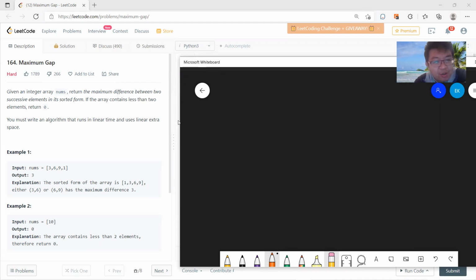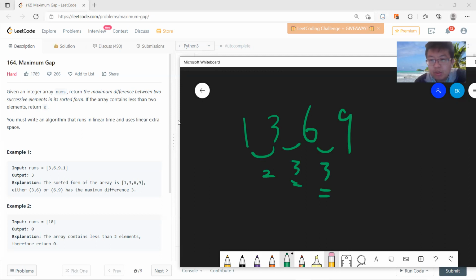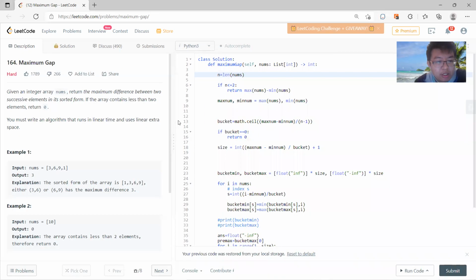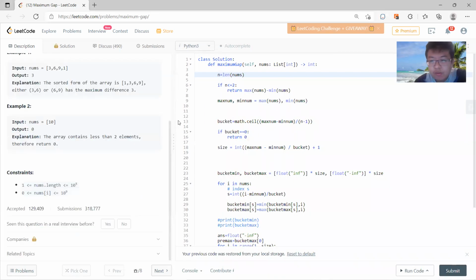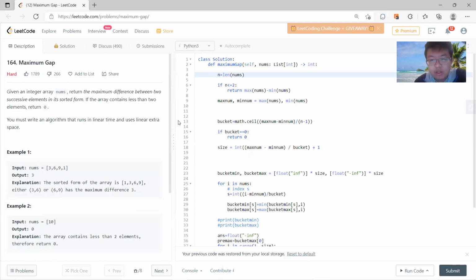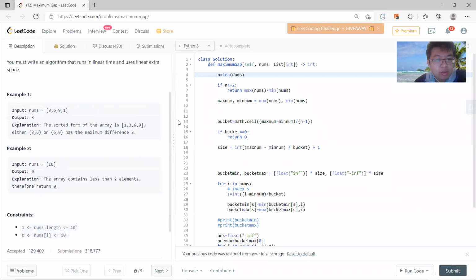So, given an integer array nums, return the maximum difference between two successive elements in the sorted form. For example, the answer is 3 for this case, because if you sort the array, you get 1, 3, 6, 9, right? So the differences are 2, 3, 3. So you need to return the maximum, okay? The values go up to 10 to the 9, right? So you can, I guess, sort it, right?